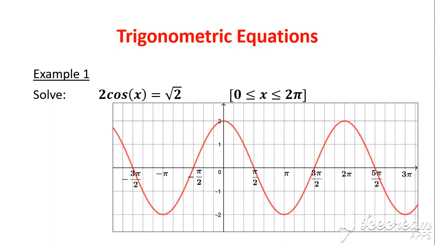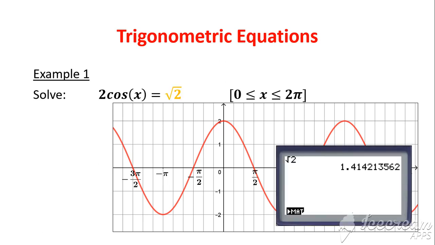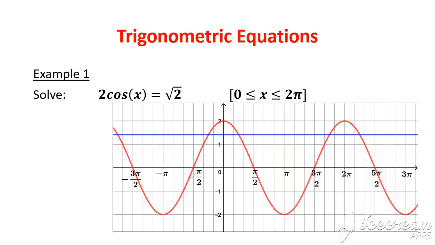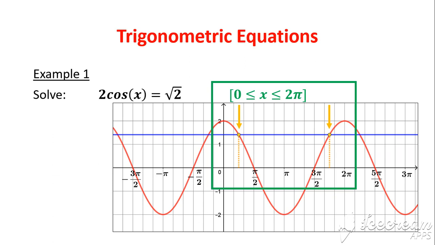Right, so here's our 2 cosine x graph. The only thing we've done is change the amplitude to an amplitude of 2. But everything else is the same. We start at a maximum for cosine and we have a period of 2 pi. Right, this value of square root of 2 is just a number. So let's draw that on the graph. The square root of 2 will be here. We're trying to find all solutions between the x values of 0 and 2 pi. So there are going to be 2 solutions we're going to find.